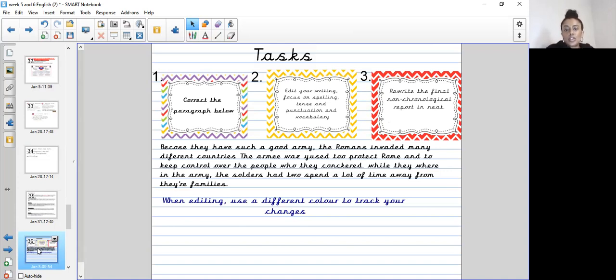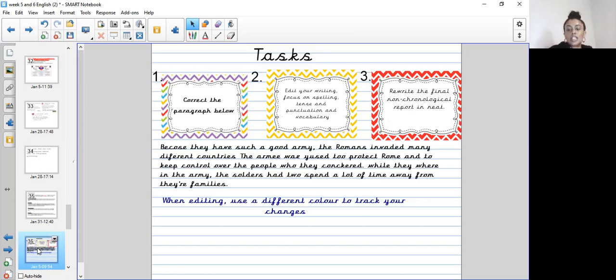Because they have such a good army, the Romans invaded many different countries. The army was used to protect Rome and to keep control over the people who they conquered. While they were in the army, the soldiers had to spend a lot of time away from their families. So there's lots of errors in there, and it's actually making me smile and kind of laugh because there is so many, and I can't wait to see what you guys make of that and how you correct it. Really take your time, read through, look how the sentence is even starting, look how you could change it.